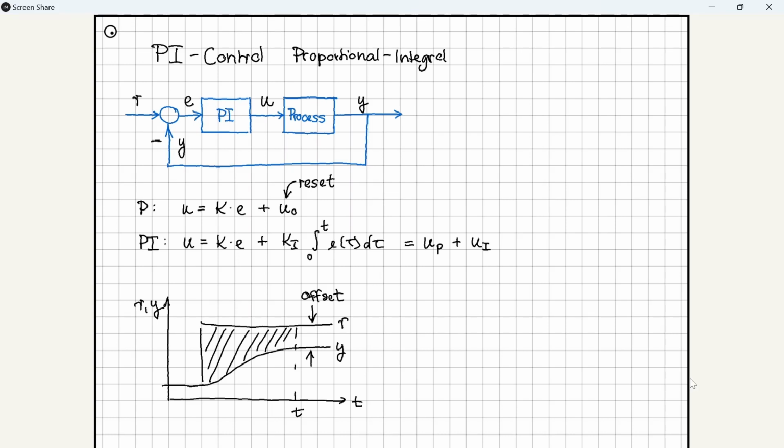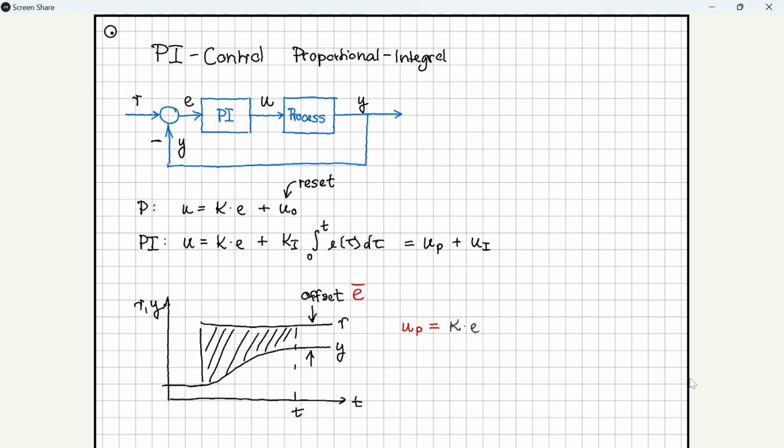We can see that the PI controller has the ability to eliminate the remaining control error by considering the following. Assume that we control a process with a PI controller and that we have a persistent control error or offset after all the transients have died out. That is, y never reaches r.